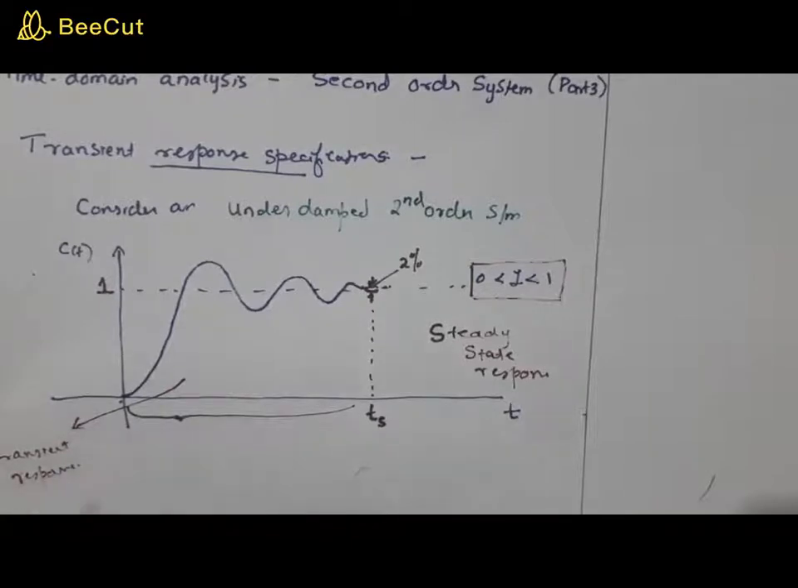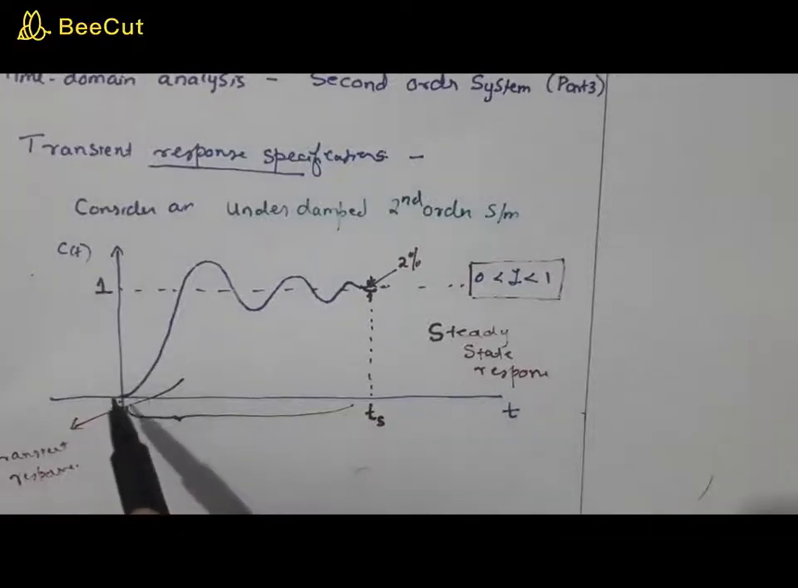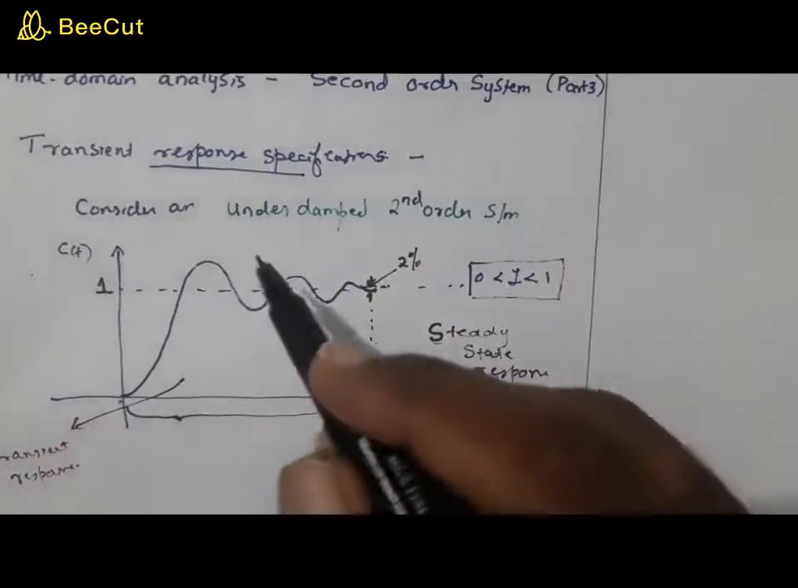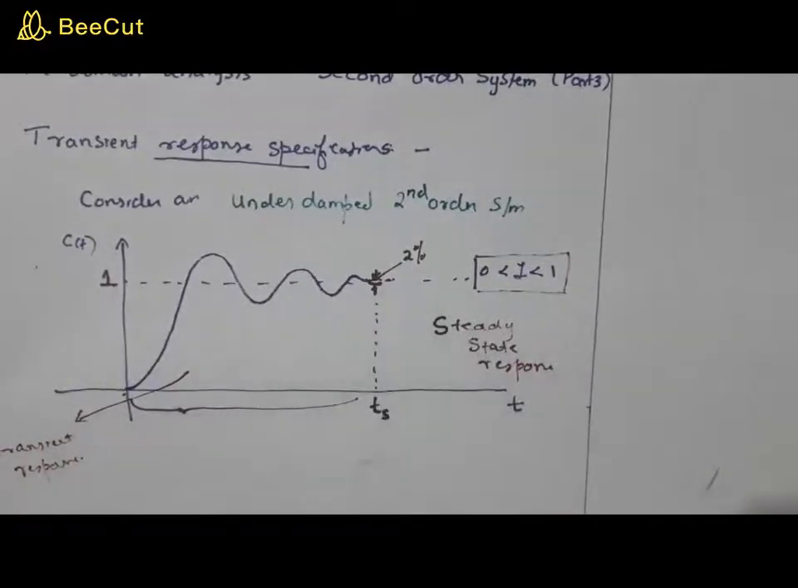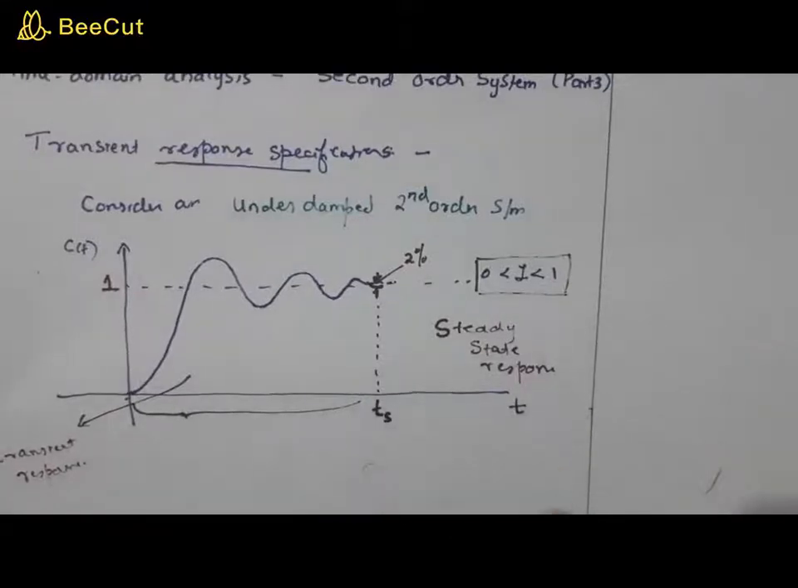Now, why transient? It is transiting, or changing, from the zero response to 1. So there is a transition. A practical system will take some amount of time to reach the steady state. The response before the steady state response is called the transient response of that system.